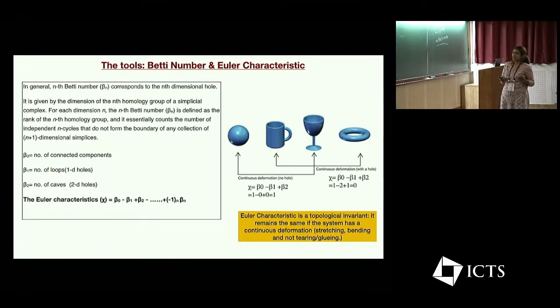Why is studying the Euler characteristic important? Because it's a topological invariant. As long as the topology of a shape remains unchanged, the Euler characteristic will remain unchanged. And this is a very classical example. There are many examples available.